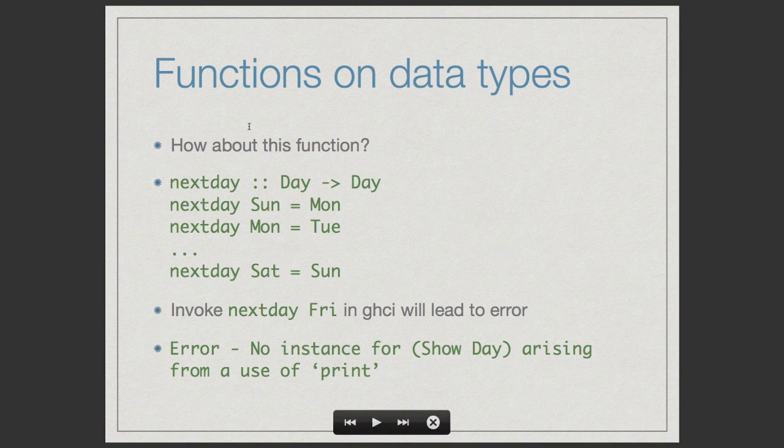Here is another function you can write, which is a function from Day to Day. It gives the next day. For instance, nextDay of Sunday equals Monday, nextDay of Monday equals Tuesday, and so on. NextDay of Saturday equals Sunday. Now, if you load this function in GHCi and invoke nextDay of Friday, it will again lead to an error, and it is the following error: No instance for Show Day arising from a use of print. We'll see what this means and how to fix this in a later slide.